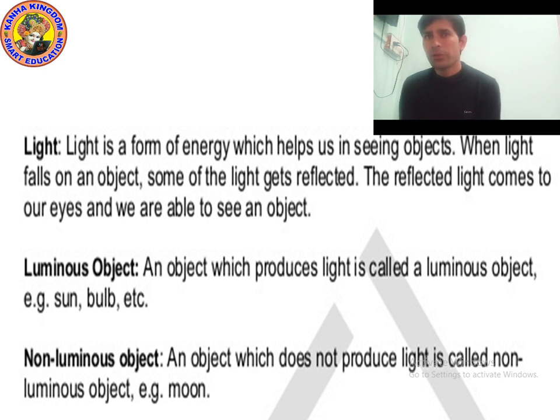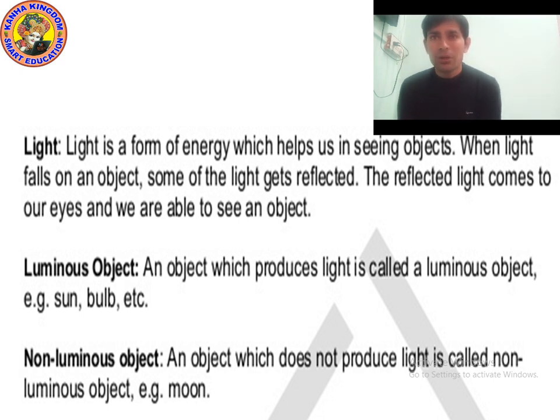Luminous and non-luminous. So what are luminous objects? Objects which produce light are called luminous objects. And what are non-luminous objects? Objects which do not produce light are called non-luminous objects.